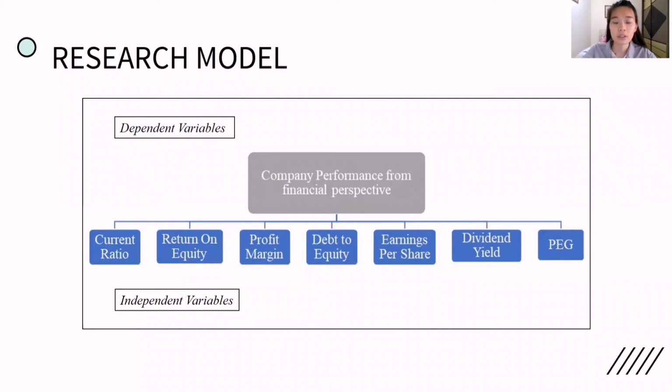For the research model, the dependent variable is economic value added. The short form is EVA. EVA is an index of performance measurement that calculates the method that leads to increase the value or eliminate it correctly. And the independent variables include 7 financial variables, which are current ratio, return on equity, profit margin, debt to equity, earnings per share, dividend yield, and price to earnings ratio over growth rate. They are used to predict the financial performance of company.